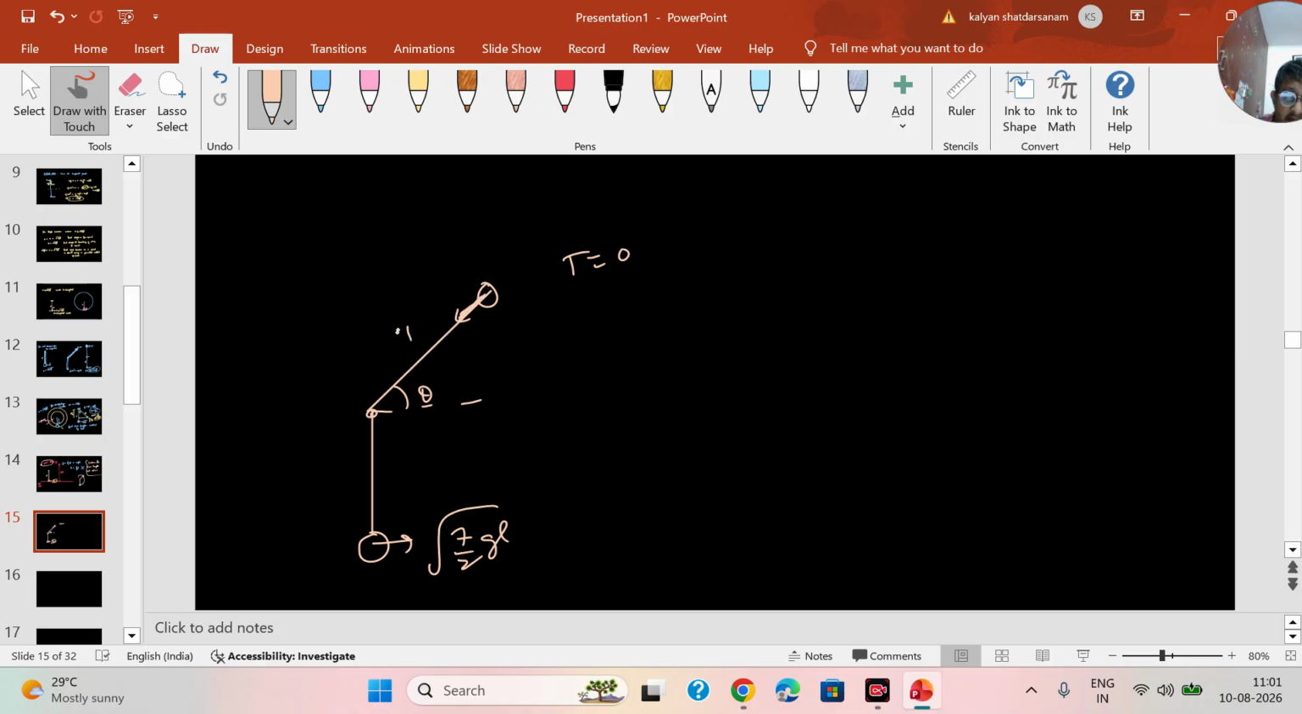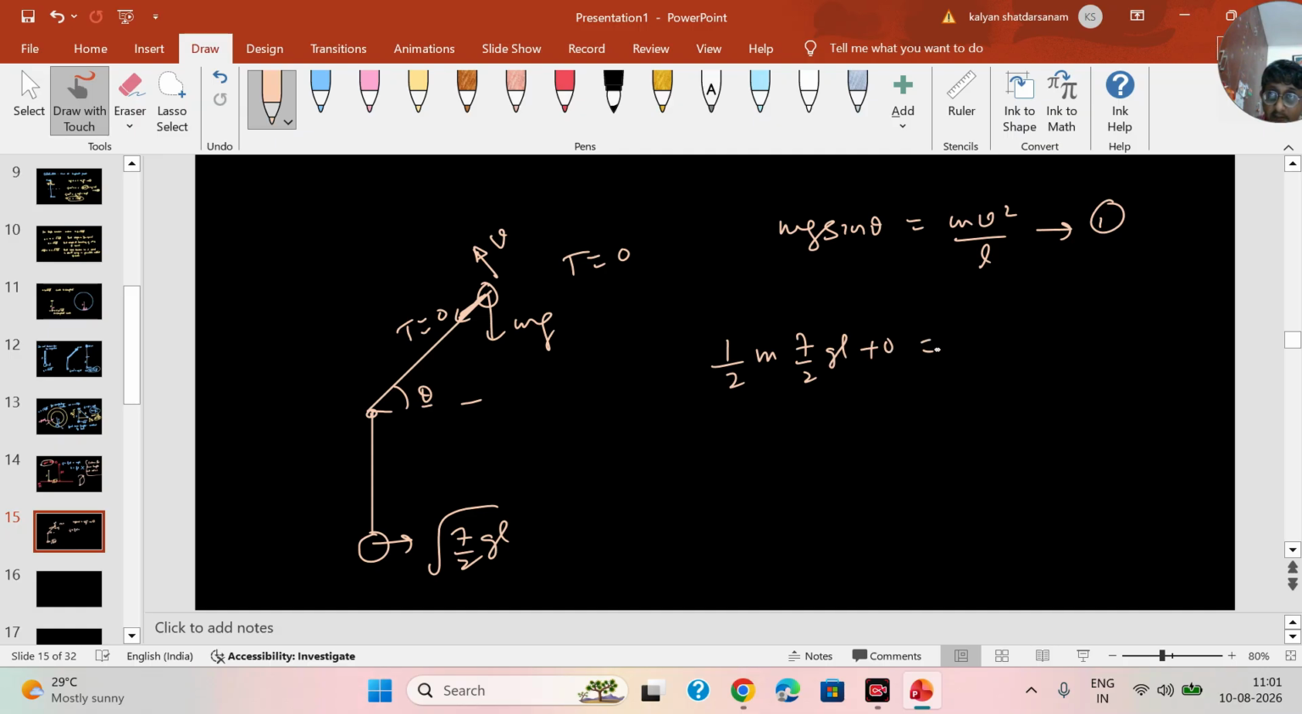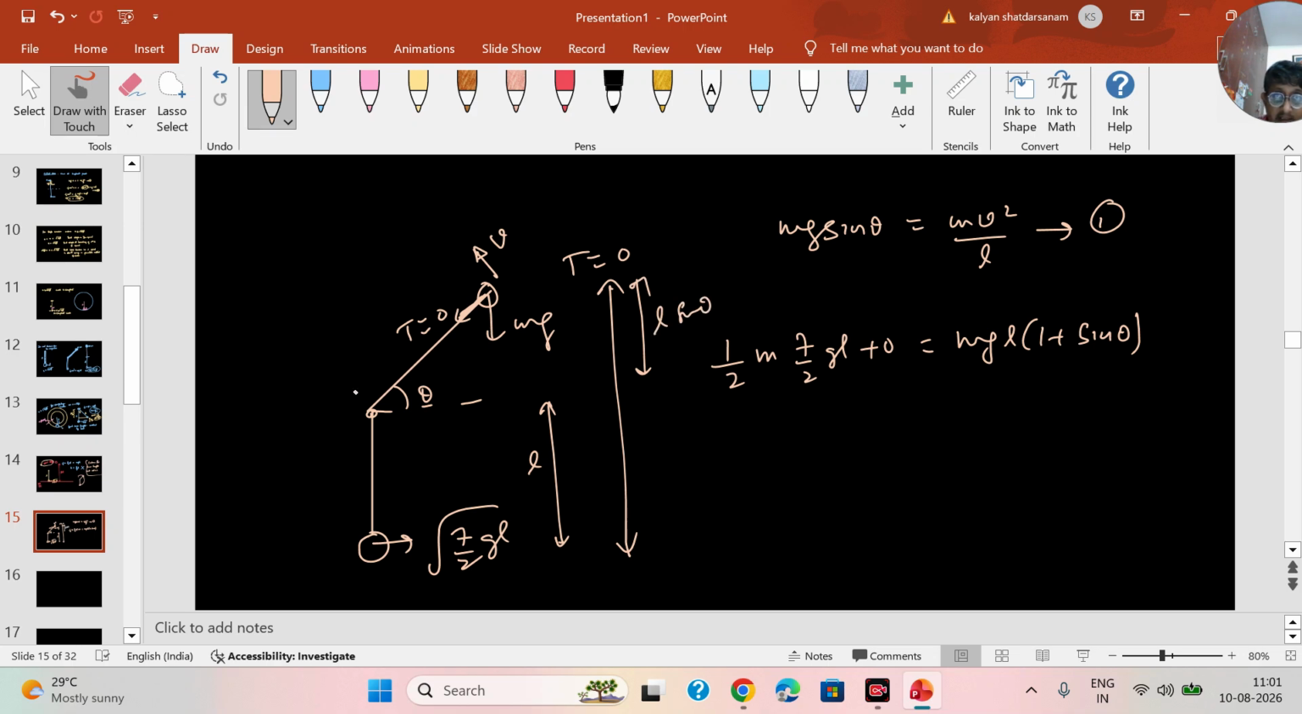If tension is 0 here somewhere, then mg sine theta is the only radial force. It should be mass into acceleration. So the radial direction I have taken care of, assuming the speed here is v. What about tangential? I'll apply work energy. At the lowest point, kinetic is half m v square. Potential is 0. When it is losing tension, potential is mgL into 1 plus sine theta, right? Because this height is L plus this height L sine theta, where L is the length of the string. And kinetic is half mv square at the point of losing tension, where there is some speed. This is my second equation.